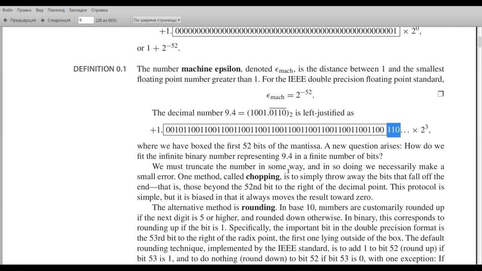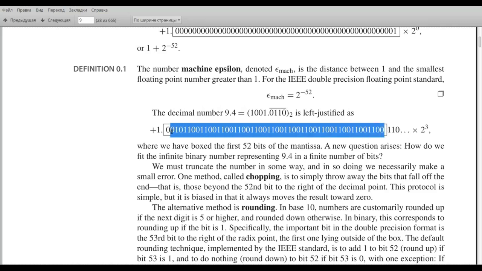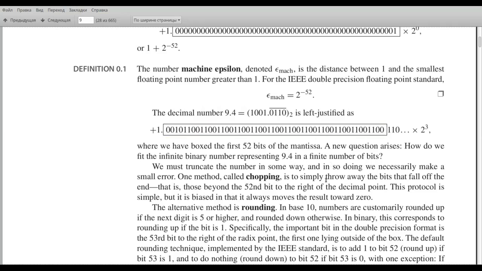The first approach is called chopping, which means that we just throw them away. We just forget about their existence. We just use these digits and that's it. You can do this, and in some cases where you want to simplify things, this is what you do. But not in IEEE 754 precision. Why? Because if you throw away everything after the 52nd digit, you have a bias.